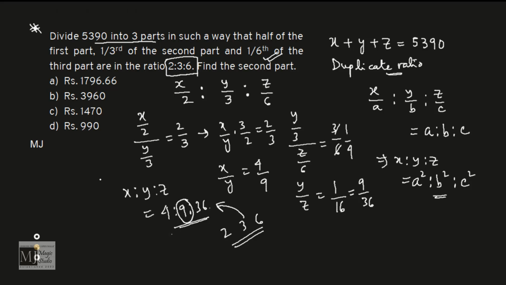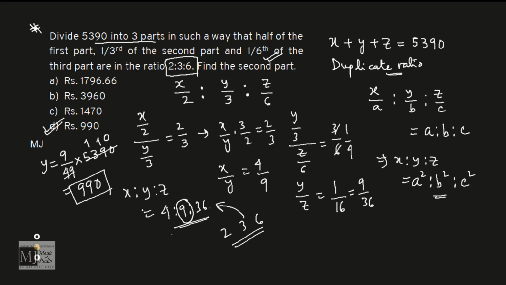Now what is the second part? Second part is 9 out of how much? 49. So second part, that is y, should be equal to 9 by 49 into 5390. How many times will it go? 1 times 49, again 1 time, and again 0. So it would be 990. Second part is 990, that is option D.